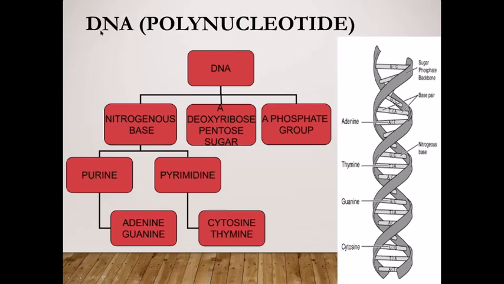Let us discuss DNA polynucleotide. DNA has deoxyribose pentose sugar, phosphate group and nitrogenous base. So DNA consists of these three elements. Nitrogenous base is of two types, purine and pyrimidine. Purine is also of two types, adenine and guanine. Pyrimidine is also of two types, cytosine and thymine. So the nitrogenous bases, purine and pyrimidine, are bonding in a 1:1 ratio. Adenine always pairs with thymine and guanine always pairs with cytosine.